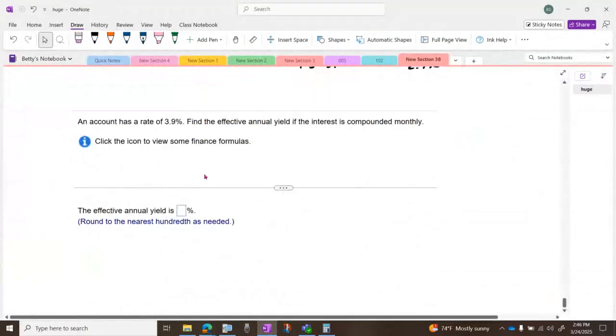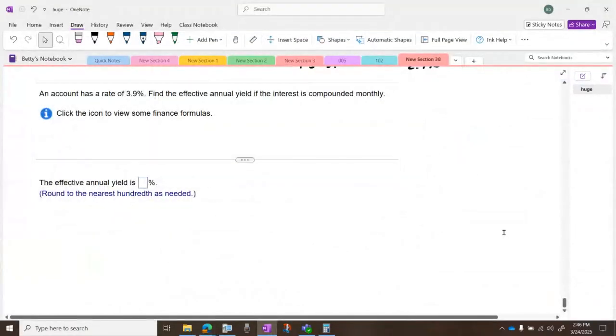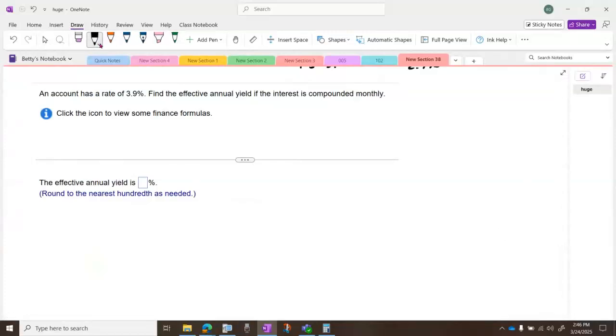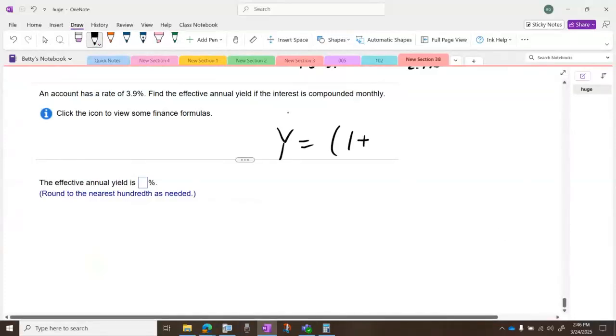Okay, this is the only problem. You have to use the formula. The formula is Y equals 1 plus the compounding factor, and then to the power of n, and minus 1. Here n is 12 because it says compounded monthly.